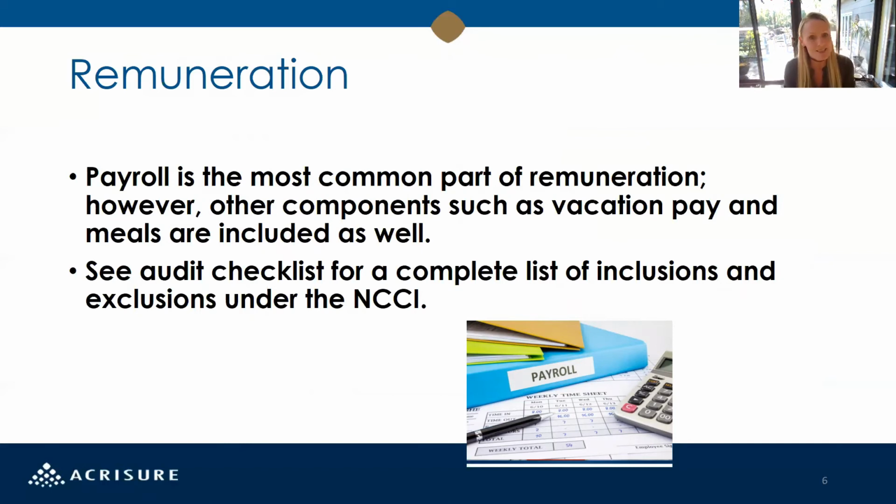Tip number 3 is accurate remuneration. As you may be aware, payroll is the most common remuneration. However, there are other components that may be considered that can have a significant impact on the audited figures, such as overtime. Is it regular overtime, or did you give this employee double time? It'll make a big difference in the amount that you report to the carrier. For a complete list of the items to include or exclude in your payroll remunerations, please let me know, as I'd be happy to share the audit checklist with you.